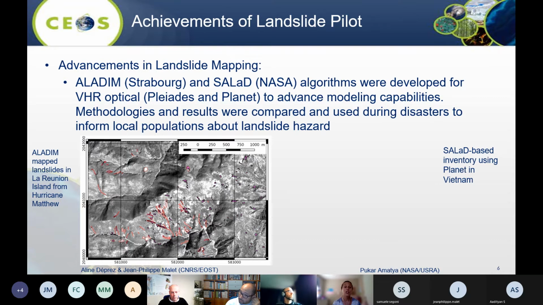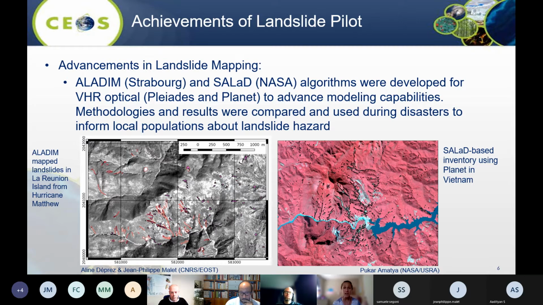Some of the achievements that we've been able to work through include the ALADIM software that Jean-Philippe and his team have developed, and the SLIDE algorithm that we've developed at NASA Goddard. The idea is to take different types of optical imagery, Pleiades and Planet data, to really advance our modeling capabilities. With this effort, we brought together the methodologies and compared them. This is an inventory on the left from La Réunion Island, and on the right from Vietnam, comparing approaches for the same event. This has been an exciting effort to understand how to improve our rapid mapping capabilities with remote sensing data.